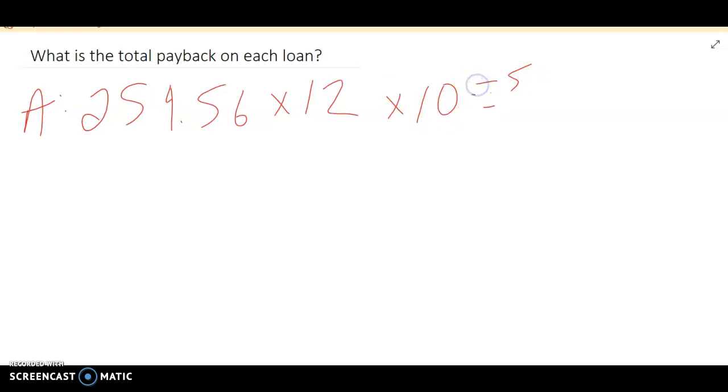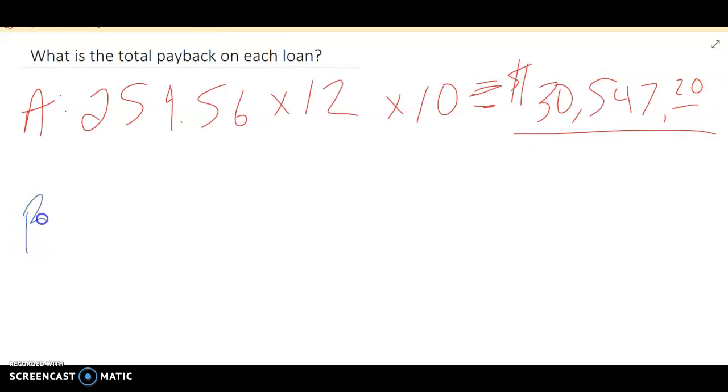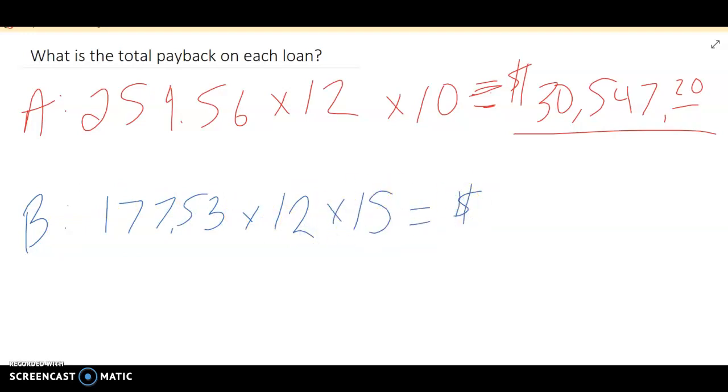So the total payback for this would be $30,547.20. Total payback. Option B. We know the monthly payment was $177.53. We're making that payment for 12 months in a year, and this is a 15-year loan. So that payback is $31,955.40.